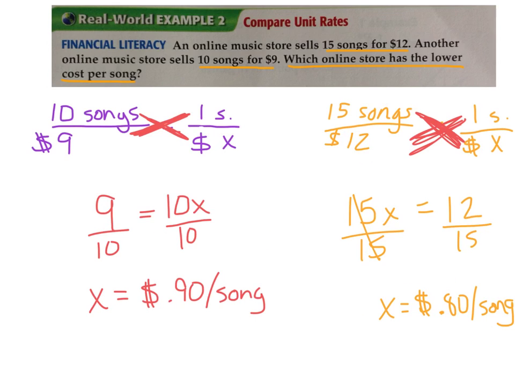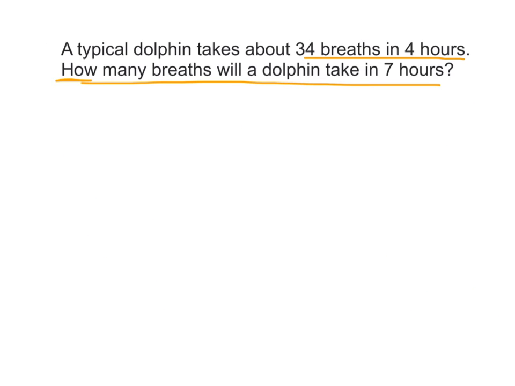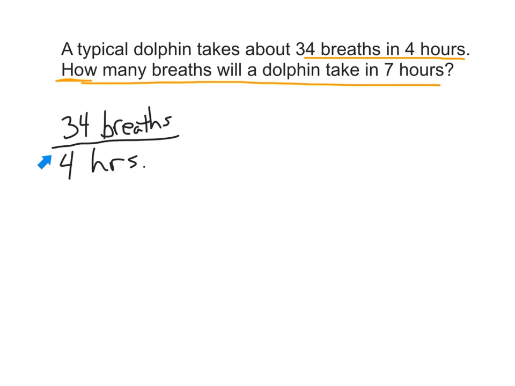And here's my proof. This problem here says a typical dolphin takes about 34 breaths in 4 hours. How many breaths will a dolphin take in 7 hours? Now the first thing I do is I write my ratio, so I wrote it here, 34 breaths in 4 hours. Now I want to find out how many breaths a dolphin will take in 7 hours. So what I can do is set this up as an equivalent ratio. So I set up a ratio over here where it's x for breaths, and I want to know how many in 7 hours.